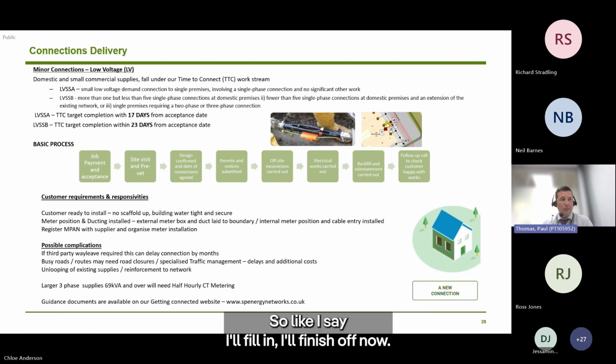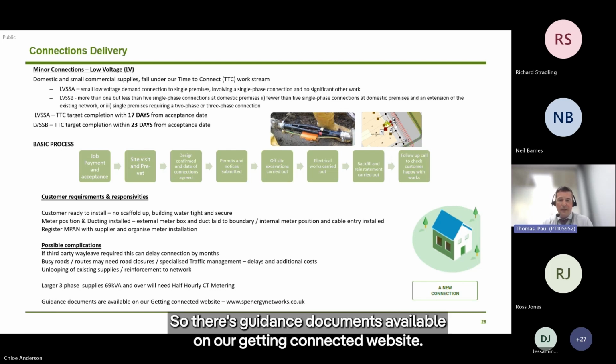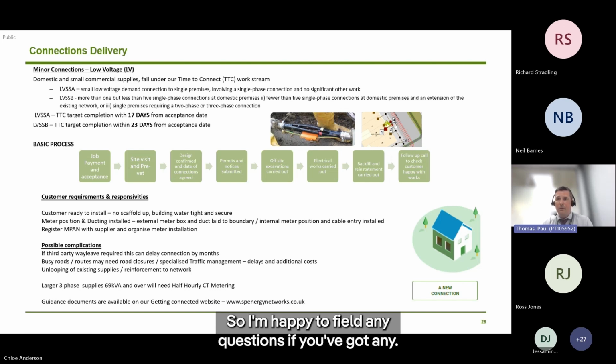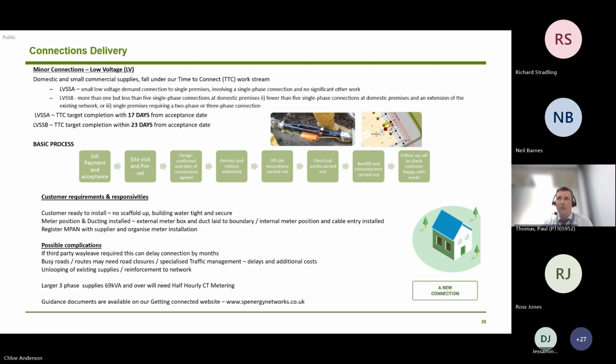Like I say, I'll finish off now. There are guiding documents available on our Getting Connected website. Mine and the other delivery details are all on that website as well. So I'm happy to field any questions if you've got any.